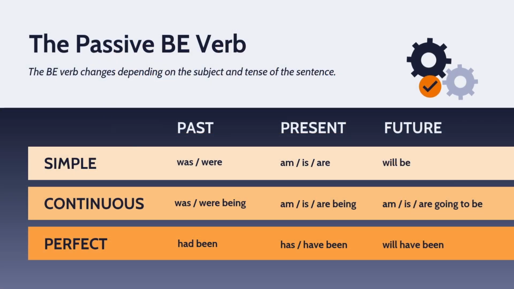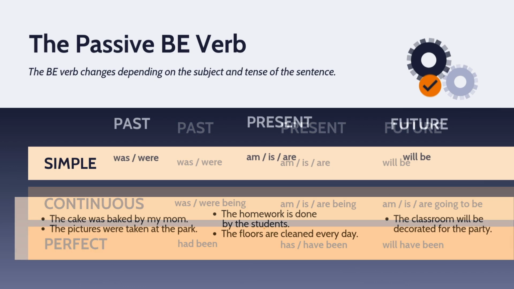The passive be verb. The be verb changes depending on the subject and tense of the sentence. Check out the table below. In the top row, there are simple past, simple present, and simple future forms. In the middle row, there are past continuous, present continuous, and future continuous forms. In the bottom row, there are past perfect, present perfect, and future perfect forms.